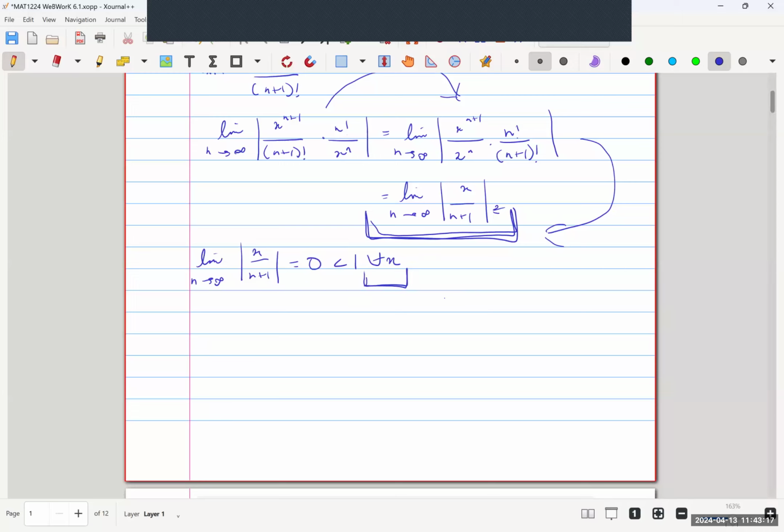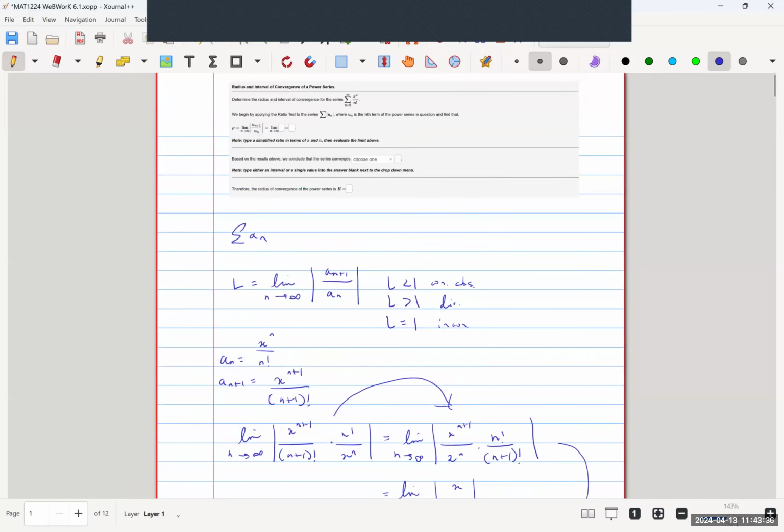Since the ratio test showed convergence for all real numbers x, the radius of convergence r is infinite. Which also means the interval of convergence is negative infinity to infinity. And that answers this.